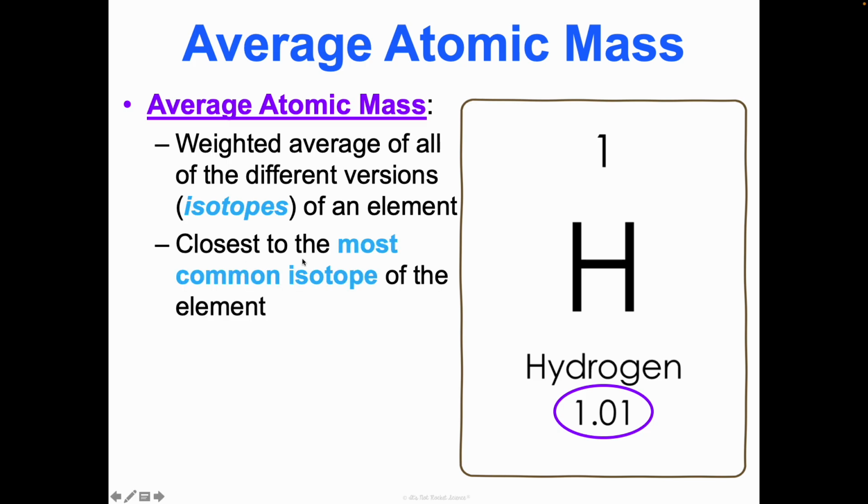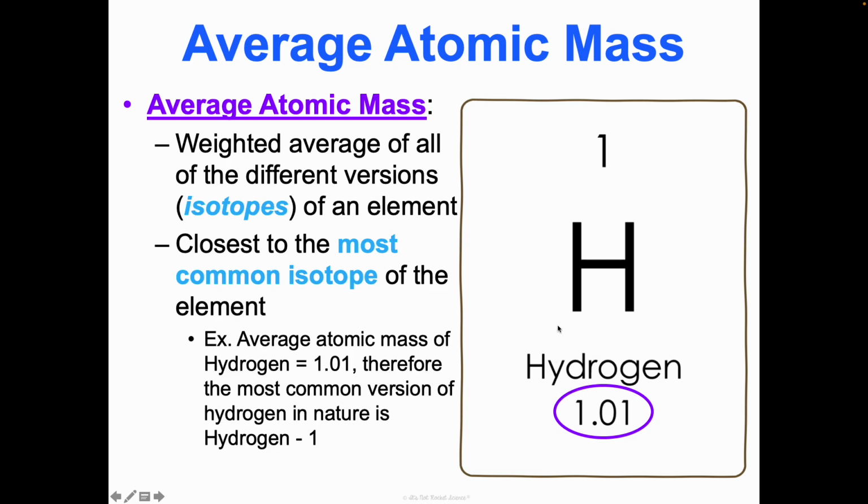Okay? It is closest to the most common isotope of the element, in general. That is a general rule of thumb. So if I look at hydrogen on the periodic table and I see its average atomic mass says 1.01, I can generally assume that the most common version of hydrogen in nature that's naturally occurring is hydrogen 1, because this would round down to 1. That would mean 1 proton, 0 neutrons, okay? But that is not always a perfect rule, okay?